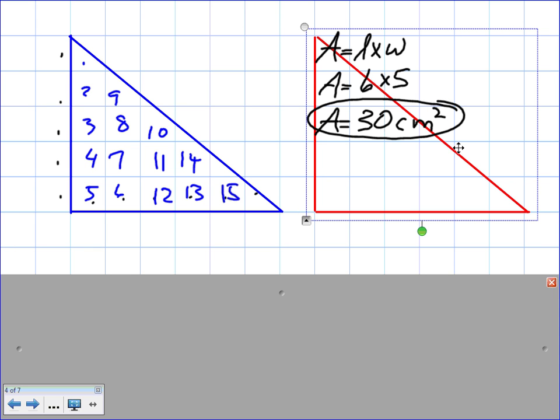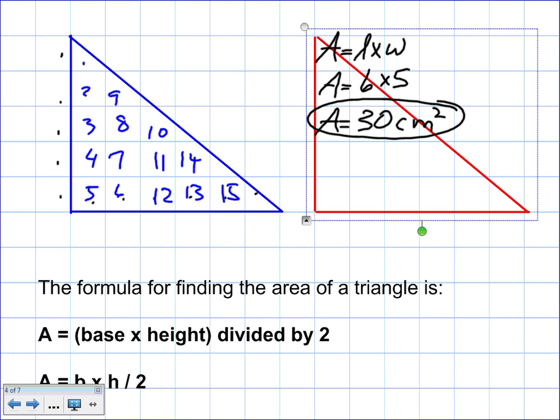So let's find the area of a triangle. The formula for finding the area of a triangle is base times height divided by 2. And we divide it by 2 because those two triangles can be separated to create the rectangle. So let's use the formula and see if we're correct.